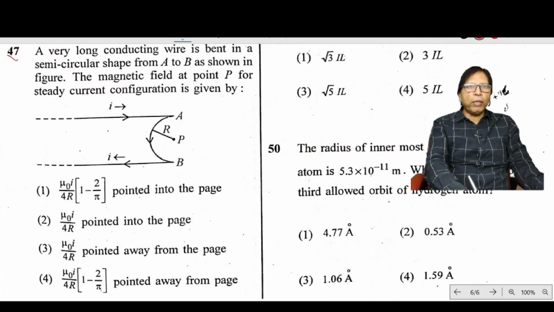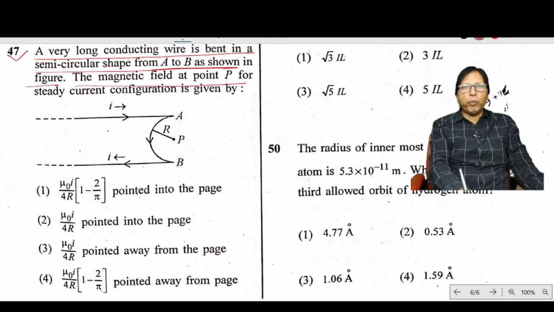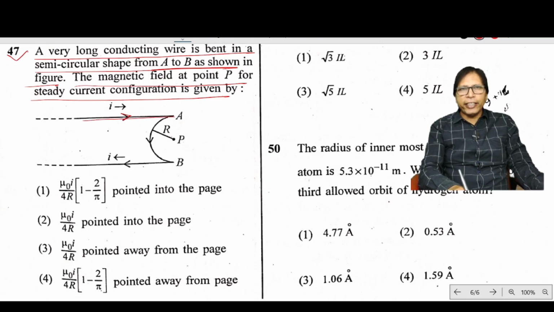Now question number 47. A very long conducting wire is bent in a semicircular shape from A to B as shown in figure. The magnetic field at a point P for the steady current configuration is given by, look at this, this is the current. Now this is the current and this is the current. The magnetic field due to this current and this current at this point is directed inwardly. Now due to this current it is directed outwardly.